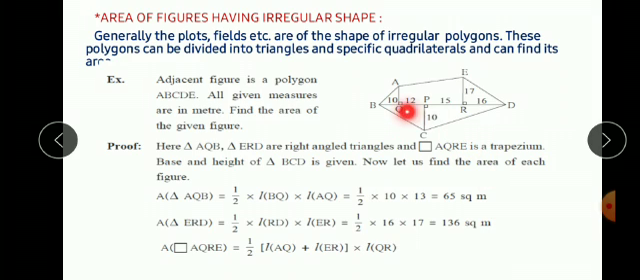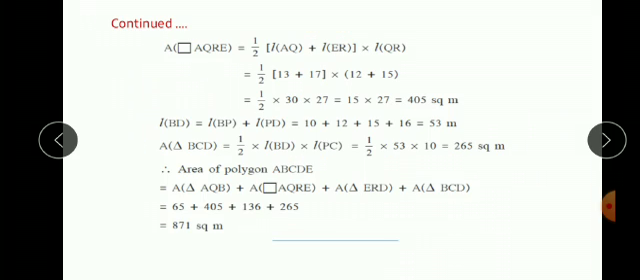Now the area of trapezium AQRE is equal to what? Half into the sum of the lengths of the parallel sides into the height. The parallel sides are AQ and ER, not AE and QR, because those are not parallel. Now since it is a trapezium with parallel sides AQ and ER, we will add these two sides. AQ plus ER into height, and QR is the height. So in this way we substitute the values in the area.